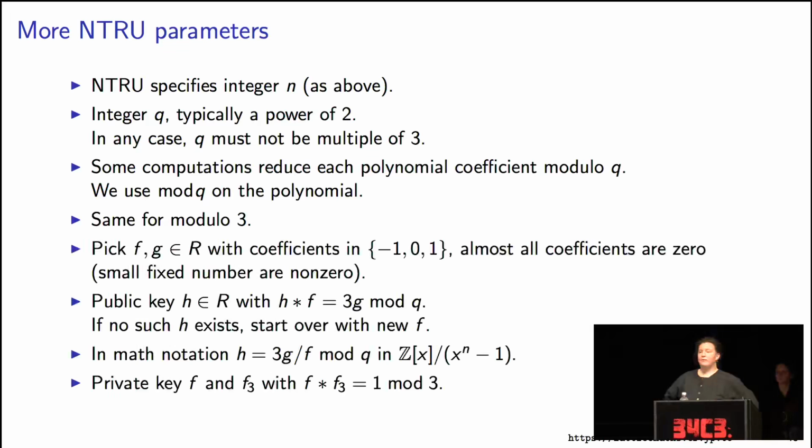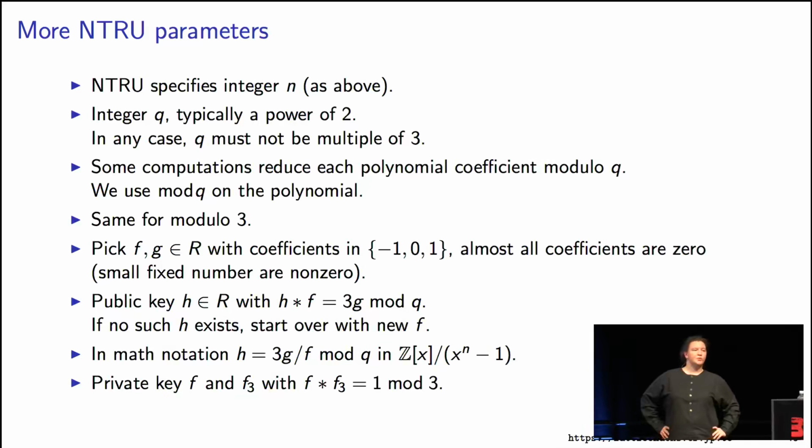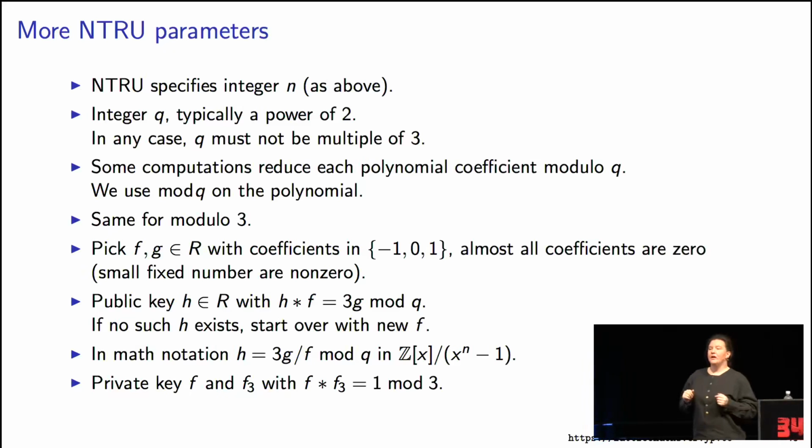What we do is we pick two such polynomials. We're going to be even more restrictive because we're going to have them small. So this f and g will only be allowed to have zeros and then a few plus and minus ones. So this is much, much smaller than q. We'll just allow a few ones and a few minus ones. So there's going to be a fixed number of those for f and a fixed number of those for g.